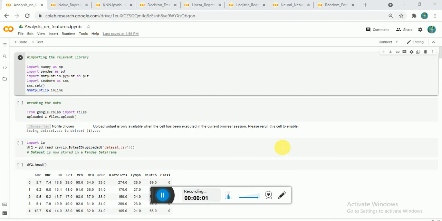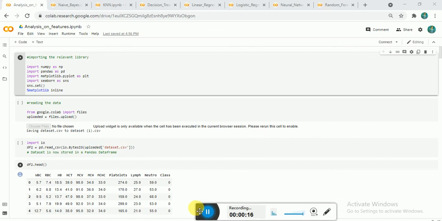Hello, assalamu alaikum guys. Recently I have done my thesis in prediction of beta thalassemia major using machine learning and data mining algorithms. So I am here to share my research and experience with you.